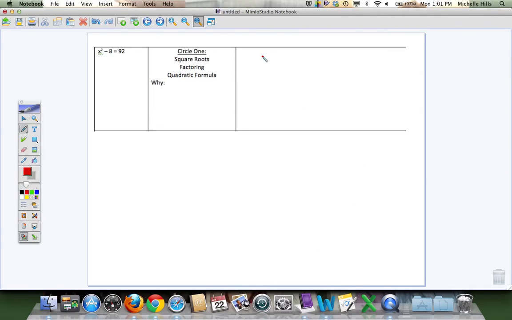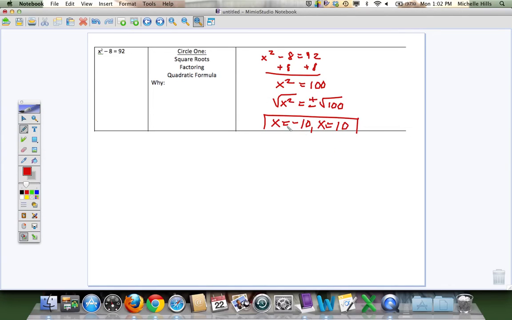And the last one is a lot like the first one. First, I would add 8 to both sides to get x squared equals 100. Undo the square with the square root. Again, remember both the positive and negative solutions. So x is negative 10 is one of my solutions. x is positive 10 is the other solution. If I graphed the parabola, I would get that it would cross the x-axis at negative 10 and at positive 10.